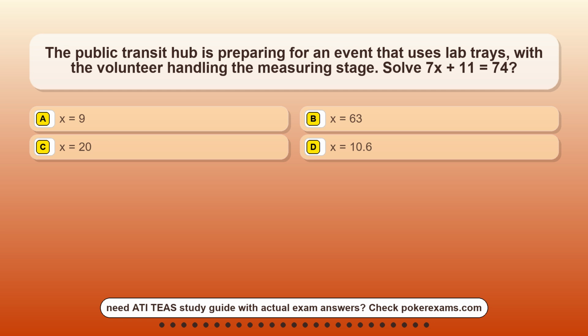Solve 7x plus 11 equals 74. Option A, x equals 9. Option B, x equals 63. Option C, x equals 20. Option D, x equals 10.6.